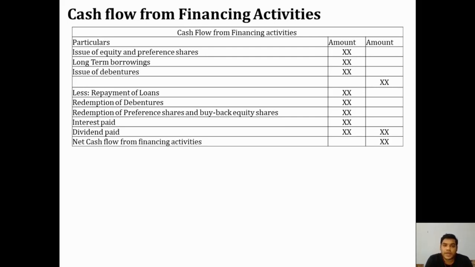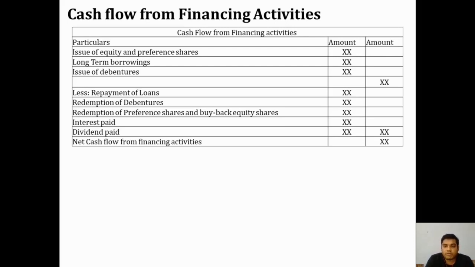What about outflow of cash in financing activities? That is by repayment of loans. If you have repaid certain long-term loans, then it will come in this category. If you have redeemed the debentures, even in this situation, it will be an outflow of cash. Redemption of preference shares and buyback of equity shares, even in this situation, cash will flow out of the organization. If you have paid interest or dividend, even in this situation, the cash will flow out of the financing activities. So after adjusting these two, we will get net cash flow from financing activities.